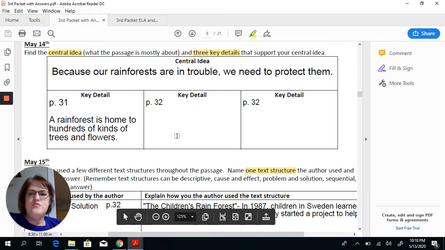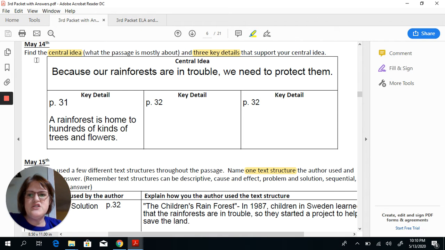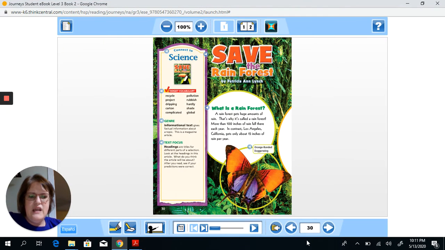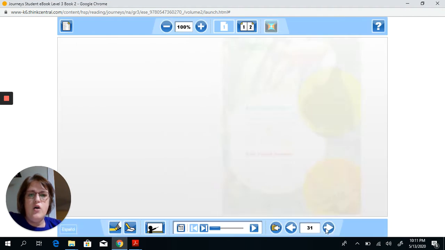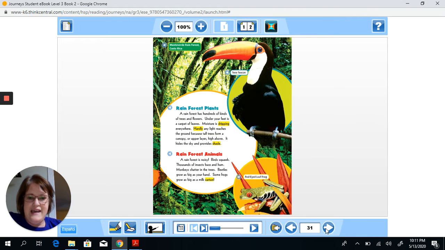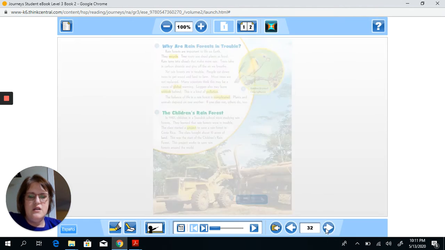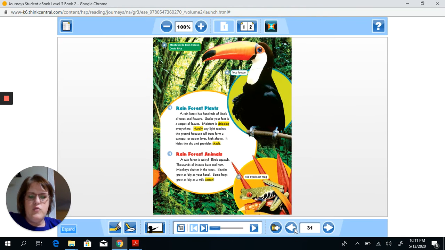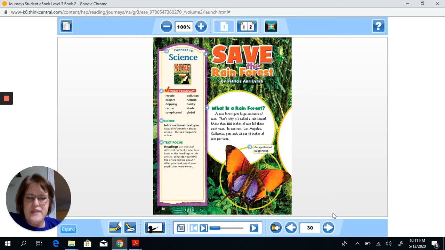Okay, so getting started with May 14th, your directions are to find the central idea, which is the same as main idea, what the passage is mostly about, and 3 key details that support your central idea. Boys and girls, thinking about the story, we have to go back and look at the central idea of the whole informational text, the entire article, not just one paragraph. So when I think about what the whole thing is about, not just one paragraph, I think about the title.